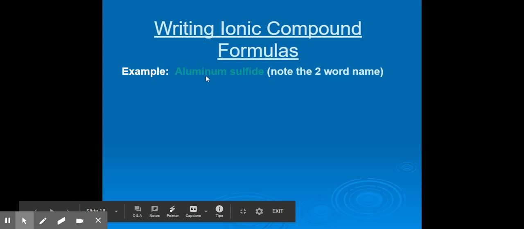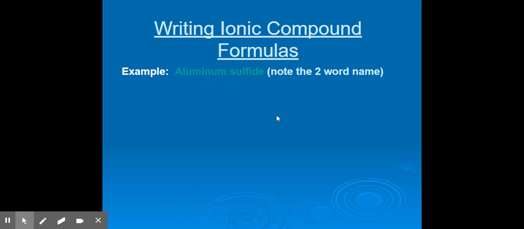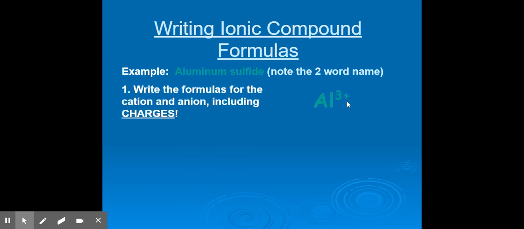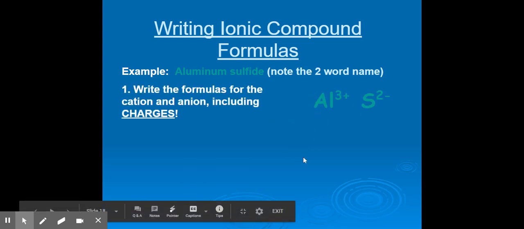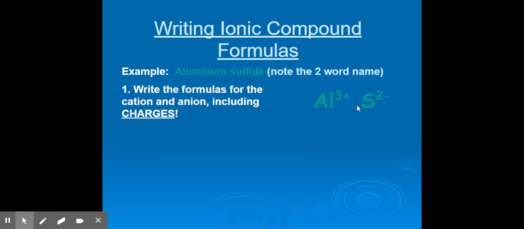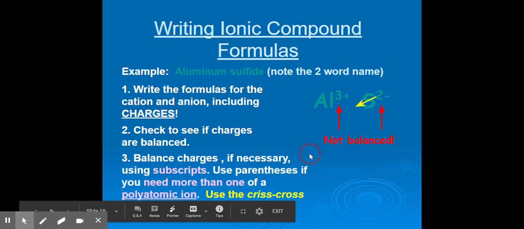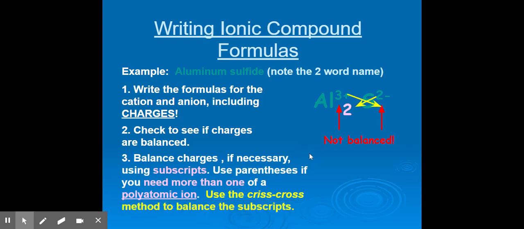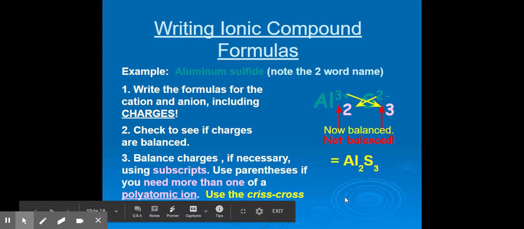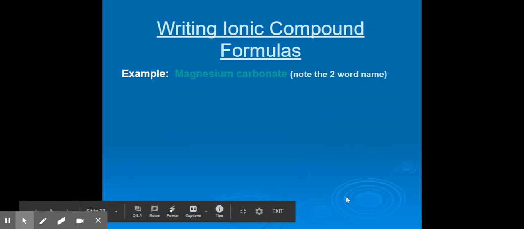The next one is aluminum sulfide. I have to look at the periodic table. I don't need the transition metals because they're not transition, but we will have to look at the periodic table. Aluminum is a cation at 3+. Sulfur is an anion at 2-. We do have the plus first and the minus, but 3 and 2 don't balance, so we're also going to have to do the crisscross here. And we're going to say that Al becomes 2, and sulfur becomes 3. So we get Al2S3, okay? And again, aluminum sulfide would be our 2-word name.